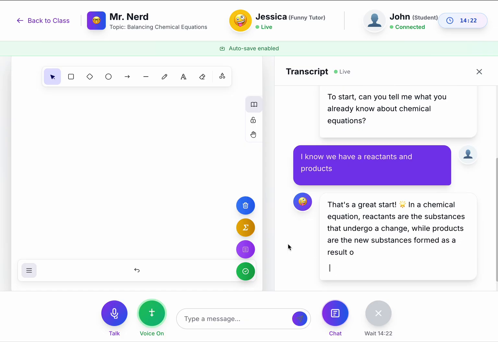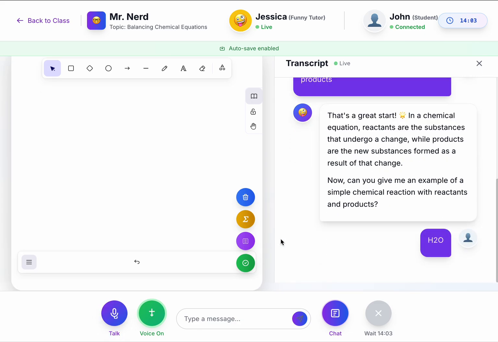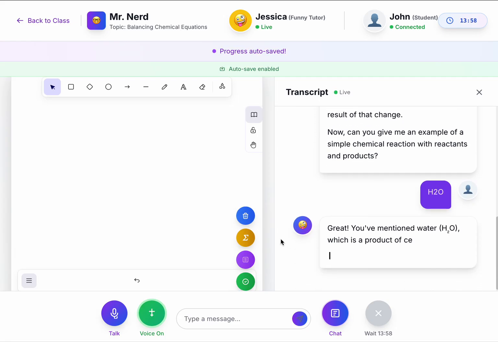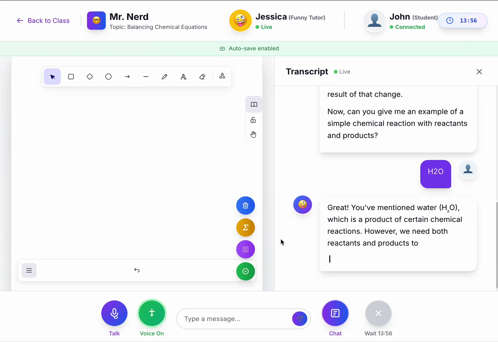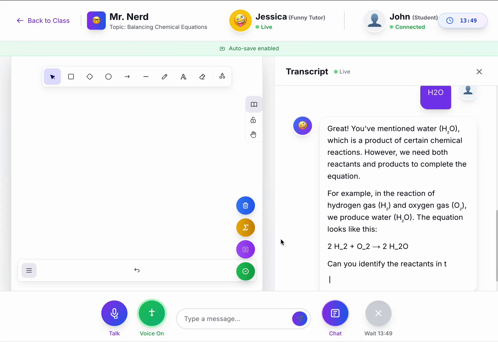That's a great start. In a chemical equation, reactants are the substances that undergo a change, while products are the new substances formed as a result of that change. Now, can you give me an example of a simple chemical reaction with reactants and products? H2O. Great, you've mentioned water, H2O, which is a product of certain chemical reactions. However, we need both reactants and products to complete the equation.